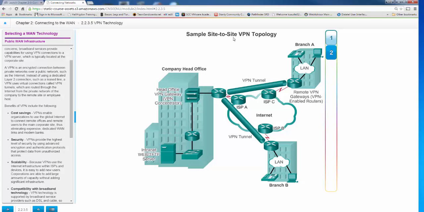So you'll notice with a site-to-site VPN, the tunnels originate and end at networking devices. In other words, these hosts inside the company headquarters, branch A and branch B, have no special software on them. They really don't even know their traffic is moving through a VPN tunnel, because all of that on a site-to-site VPN is being handled by the networking devices between these sites.